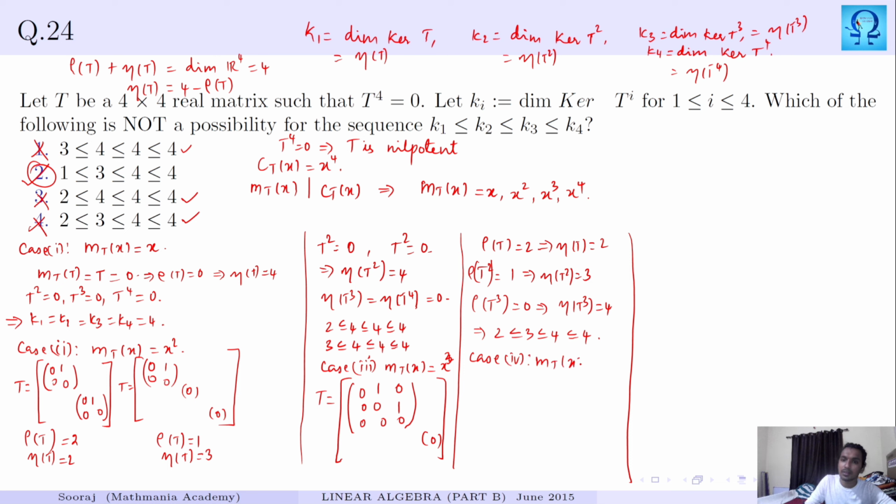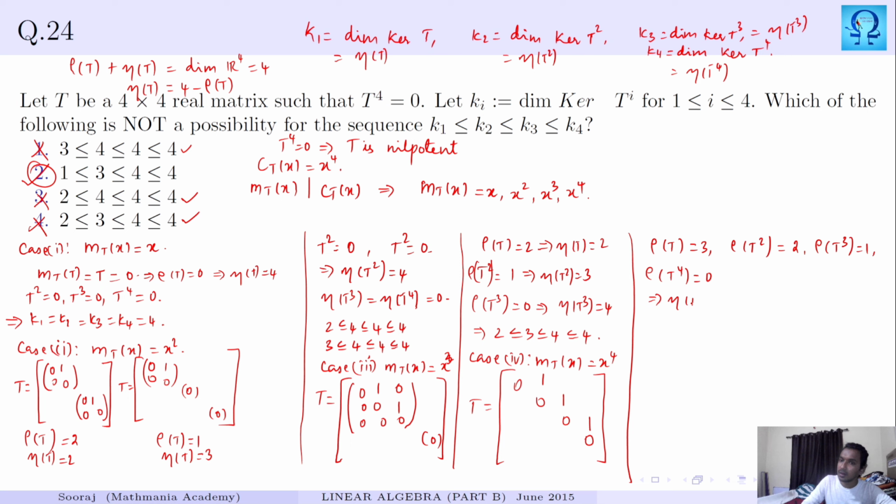So the minimal polynomial m_T of x is x to the power 4. In that case, in your Jordan canonical form, you must have a 4 by 4 block for the eigenvalue. So this one with this one will give you a non-zero entry. This one with this one will give you a non-zero entry. This will not give you any non-zero entry. Hence, the rank of T is 3. And when you go for rank of T square, that is 2. And rank of T cube will be 1. And finally, the rank of T to the power 4 is 0.